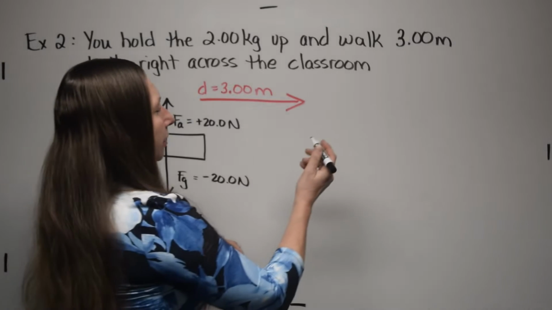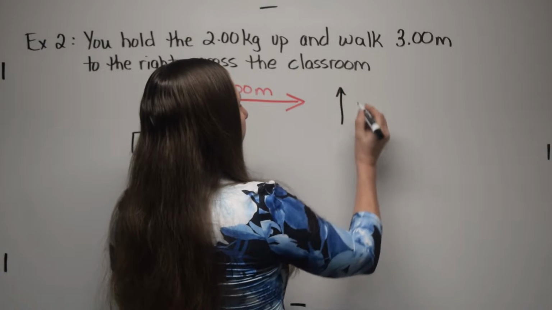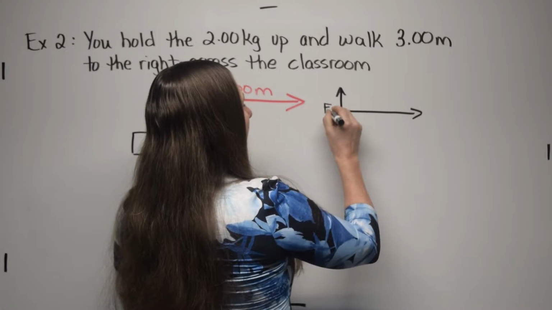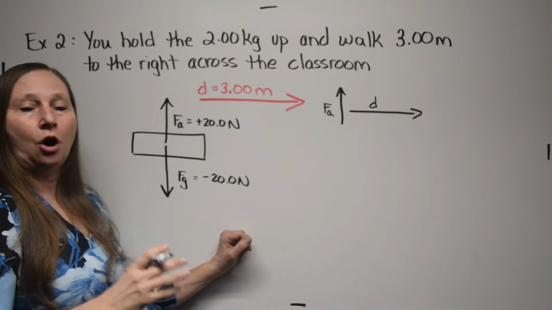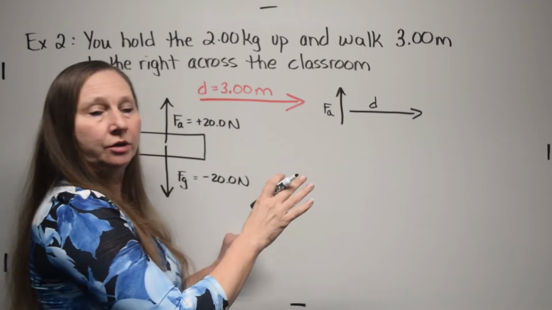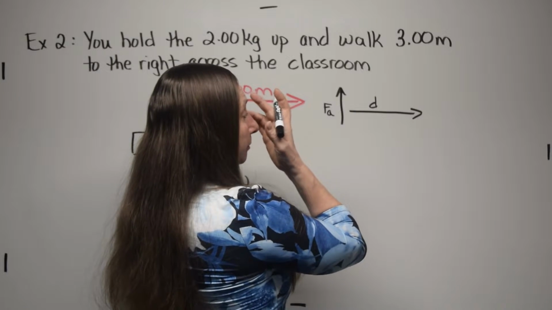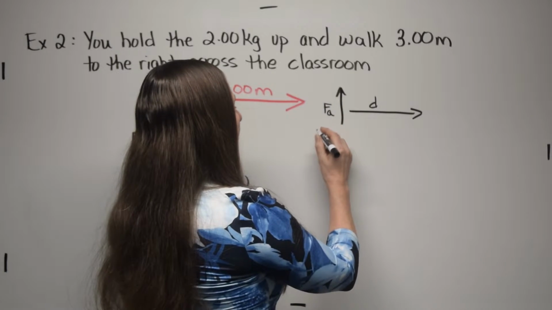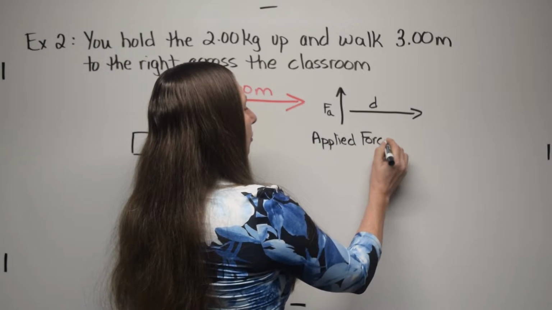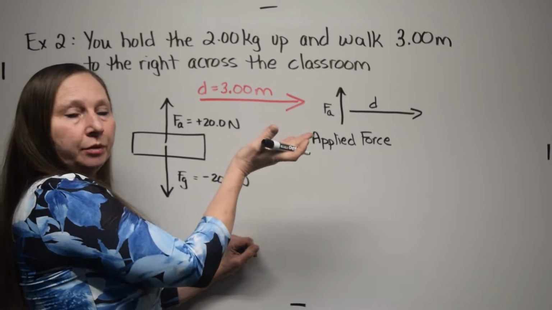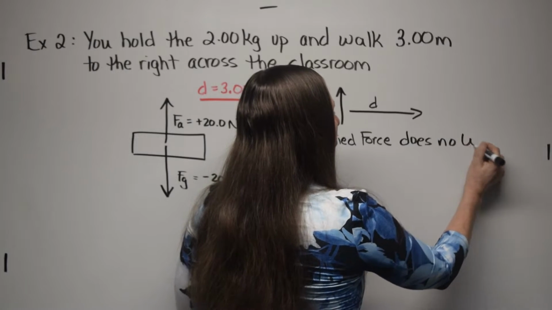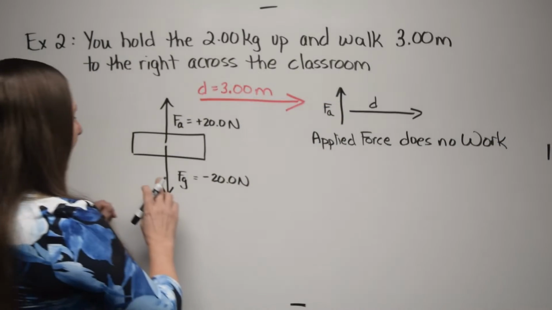The applied force is straight up. The displacement is to the right. So we find that these two forces are perpendicular. So no component of this force is parallel to the displacement. So the applied force does no work. Holding the book up and walking to the right, the applied force does no work.